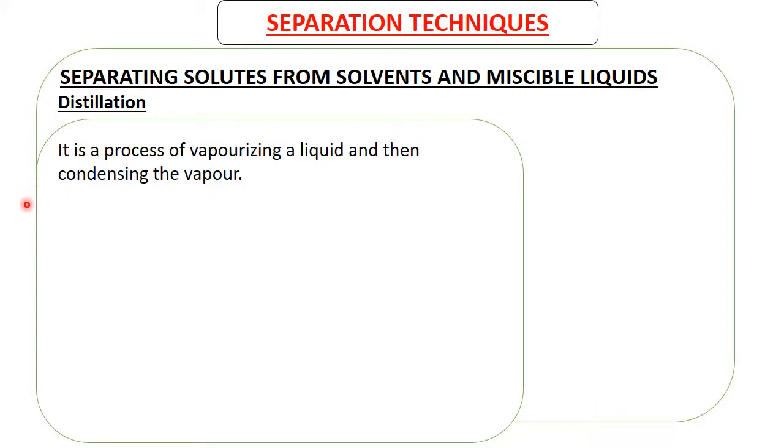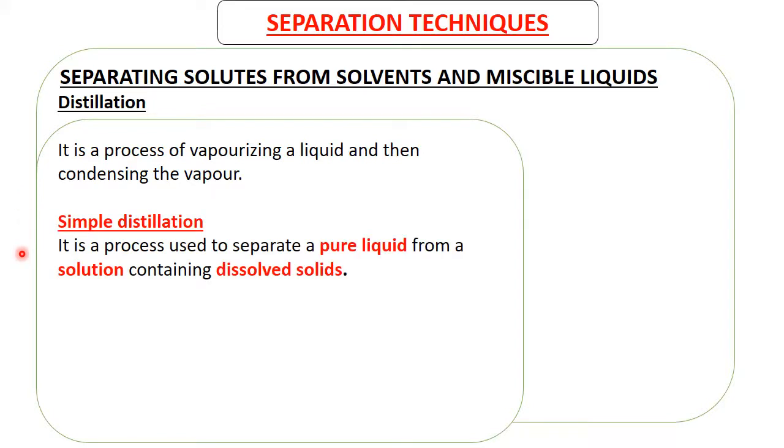There are two types of distillation that we're going to study. The first one is called simple distillation and is defined as a process used to separate a pure liquid from a solution containing dissolved solids. For the example I gave of salt and water, we can use simple distillation. We want to get our pure liquid back, and of course we want to leave behind the solids that are dissolved in that solvent.